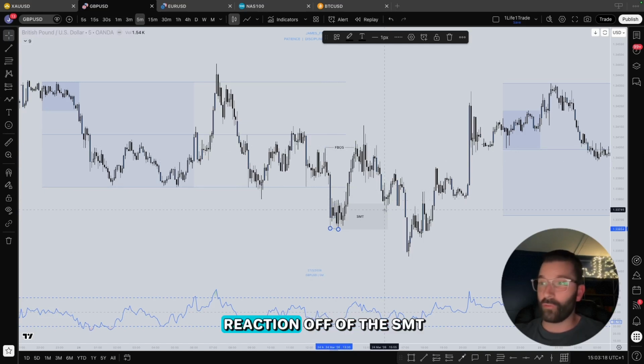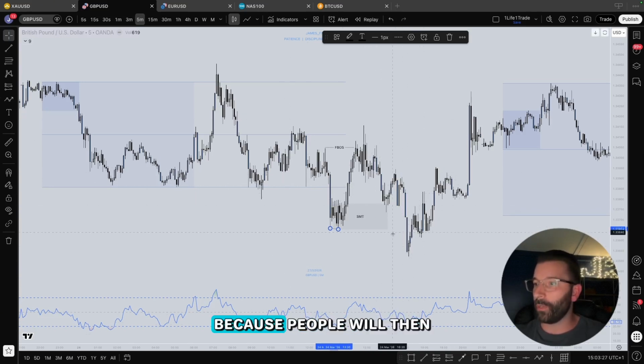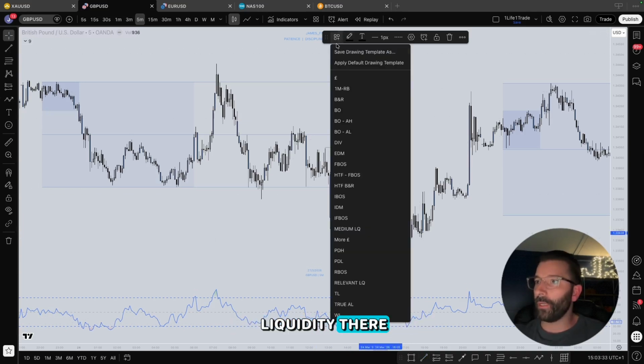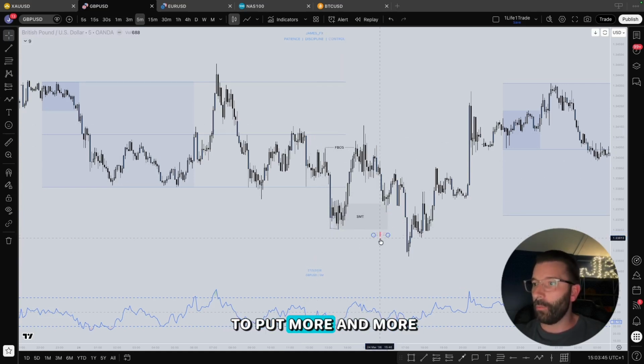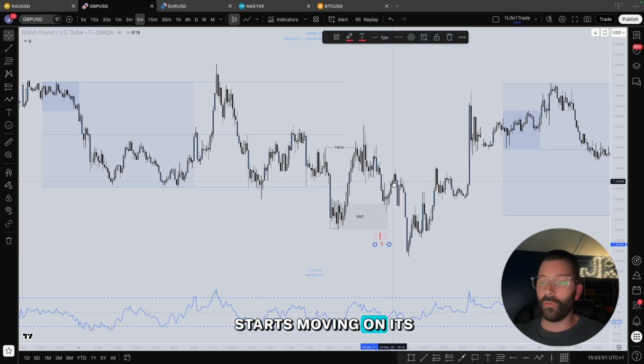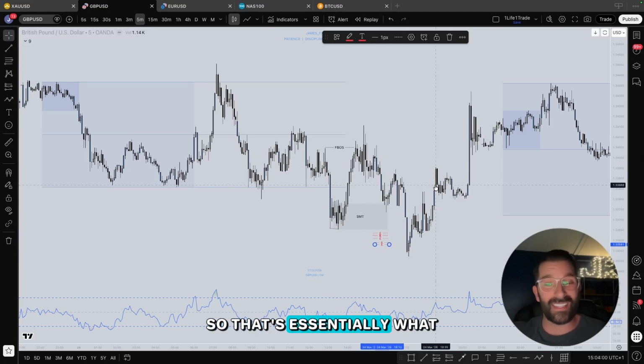It will do a false reaction off of the SMT and then go straight through it, and then as you can see goes on its way. That's what it does. That's where it tricks a lot of people, because people will then get in there and they'll put more liquidity there. So what it will do, it will build all this up. If you don't know what you're looking for, this might look like a good entry. It'll build it all up, and all it's doing is getting more and more people to put liquidity there. So it pretends, it starts moving on its way. I've been caught out on it, everyone's been caught out on it, and then it goes down, takes all that liquidity, and it continues on its way. So that's essentially what it's about.